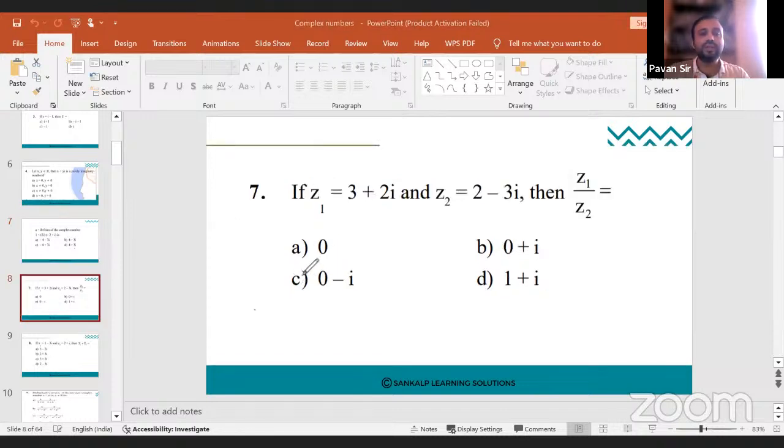If Z1 is equal to 3 plus 2i, Z2 is equal to 2 minus 3i, then what is Z1 upon Z2? Apply the equation and try to get the answer quickly. Z1 upon Z2 means what? It is nothing but 3 plus 2i by 2 minus 3i.